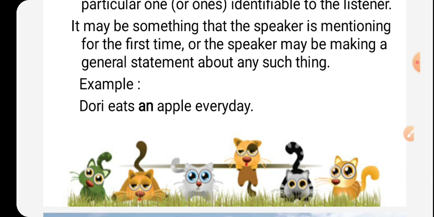Am I clear? Again I'm telling you that whenever there is a vowel sound of a, e, i, o, u, then the article an will come. Like the word utopia is there. Utopia means a state or a place which is just like heaven, and there are all comforts in it.